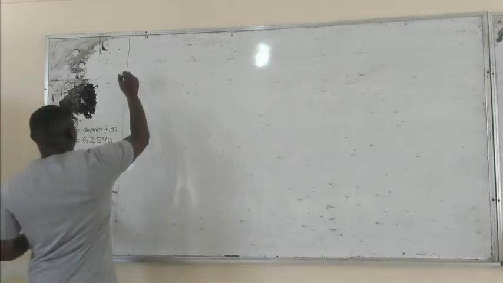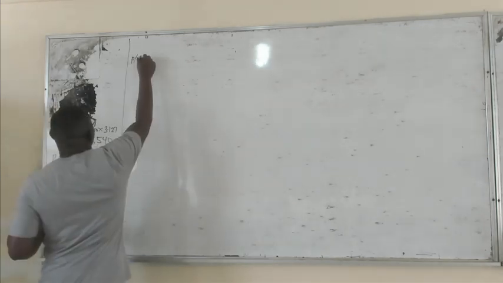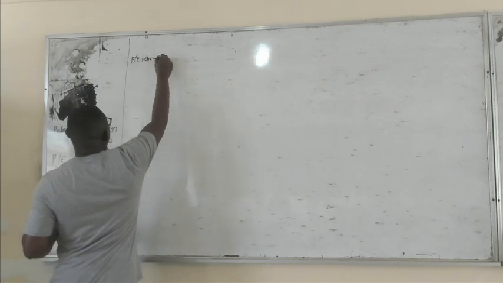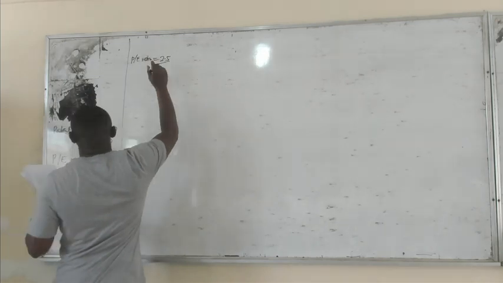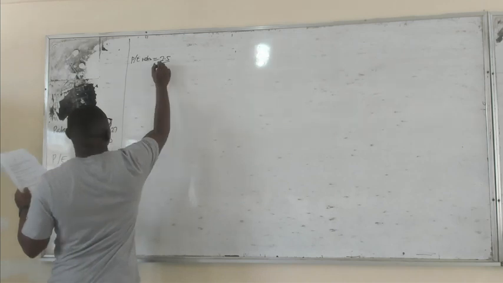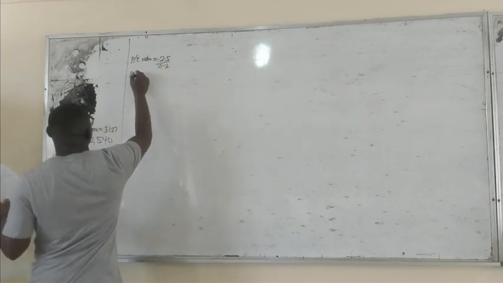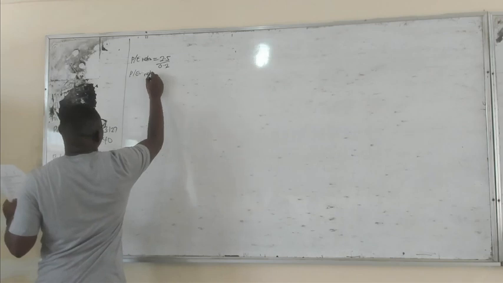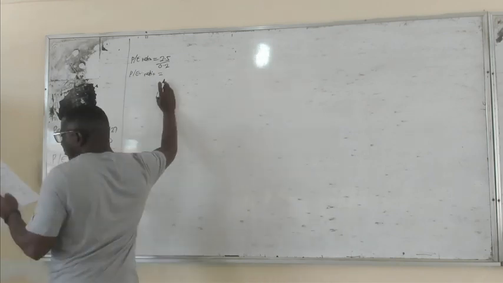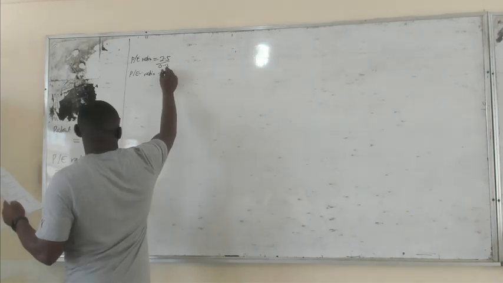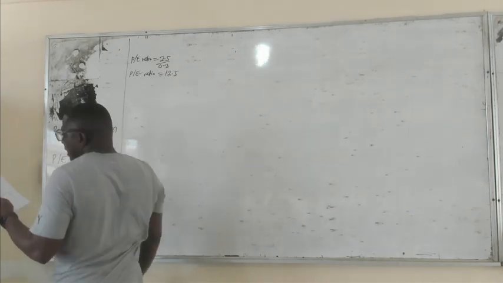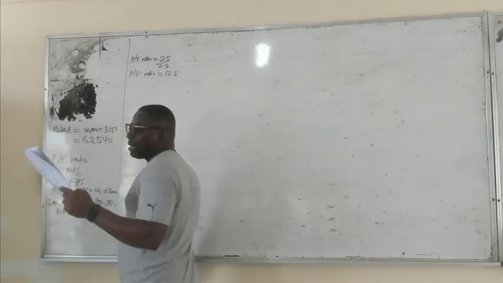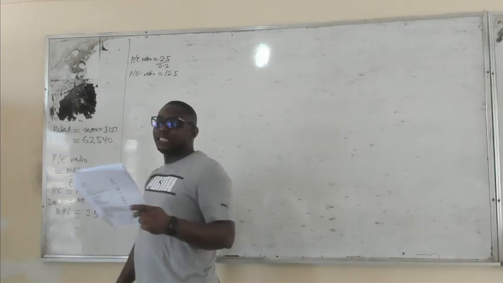So let's determine the PE ratio. The PE ratio is going to be 2.5 divided by the earnings per share of 0.2. So the PE ratio will be 12.5.